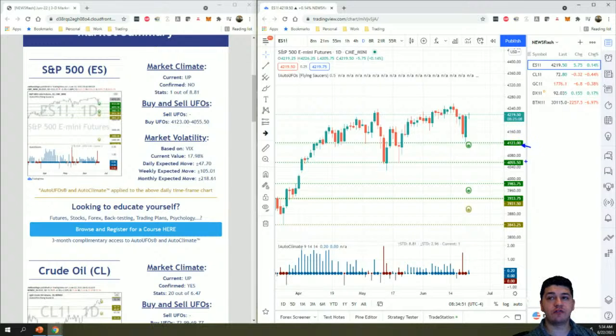The buy UFO 4123 to 4055.50, right? Nothing above, clear skies above. Based on the volatility, we're still dancing around that 18% magical number of whether it's high volatility or low volatility. Obviously, if you round this up, 17.98% is obviously 18. So it's just a matter of being a little bit more cautious during these times. Obviously, we are at all-time highs. And we do have some patterns forming, but it's still a little bit indecisive.